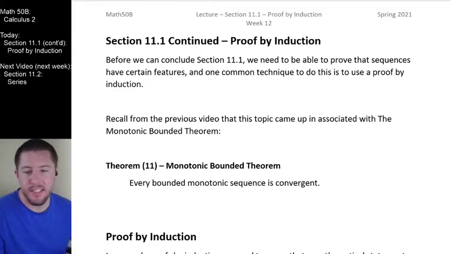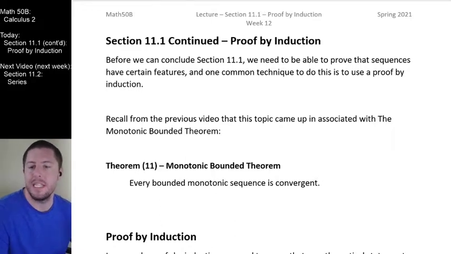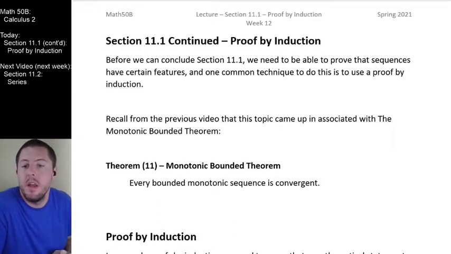We are here on Sunday, April 11th, and today we're going to wrap up section 11.1. This is sort of our second 11.1 video here. And basically, before we wrap up 11.1, the thing we've got to talk about is proof by induction. It's one technique for proving that statements are true in relation to positive integers.